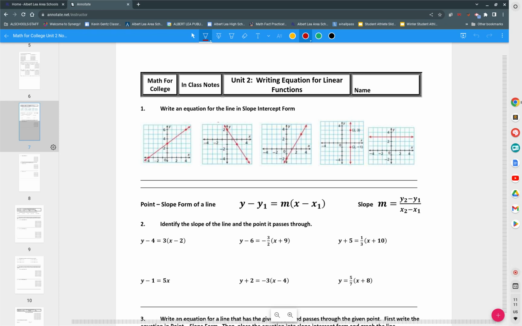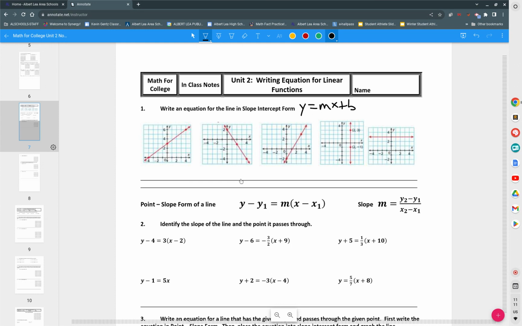The first thing we want to do is be able to write a basic equation for a line that's in slope-intercept form. So that means of the form y equals mx plus b. For each of these lines, all we need to determine is the slope and the y-intercept.